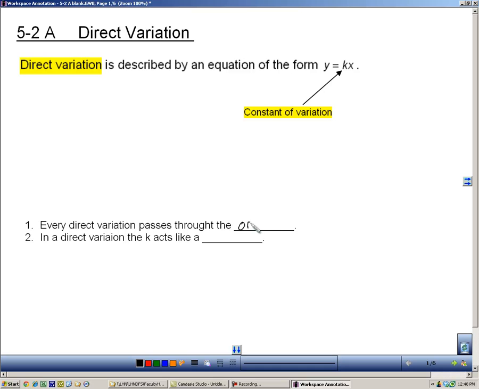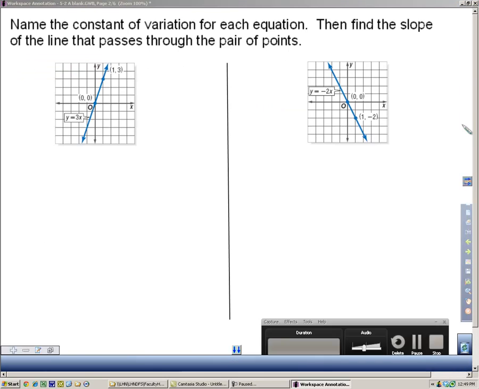Two important things to note about direct variation. They all pass through the origin, which means they all go through the point 0, 0 in a coordinate plane, and in a direct variation, the k acts just like a slope. So anything that you know about slope also applies to the k in a direct variation.